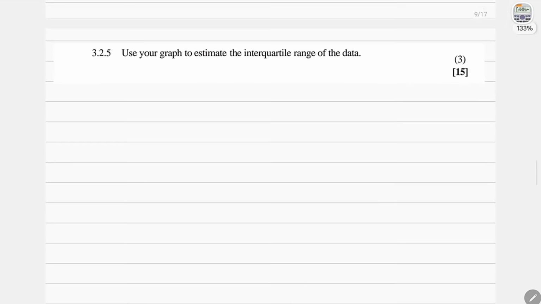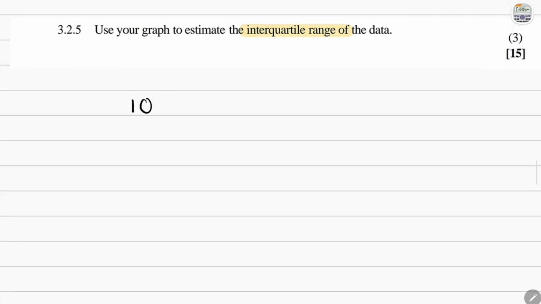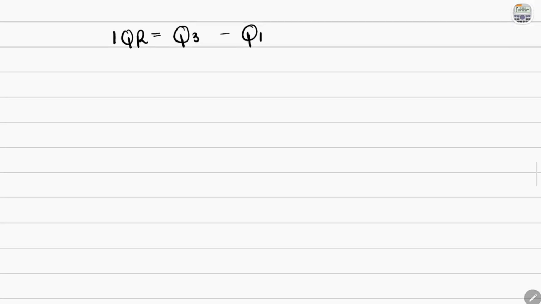Question 3.2.5 says, use your graph to estimate the interquartile range of the data. The interquartile range, or the IQR, is really the range of your quartiles, so the highest quartile minus the lowest one. That is Q3 minus Q1. So we need to find Q1 and Q3 to do this.